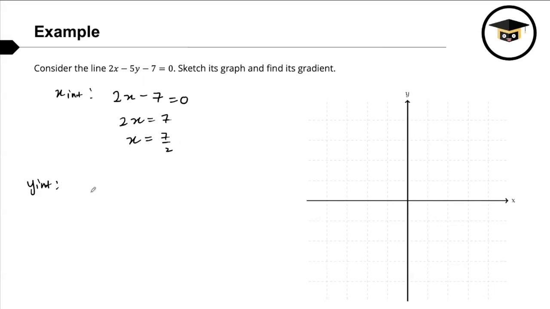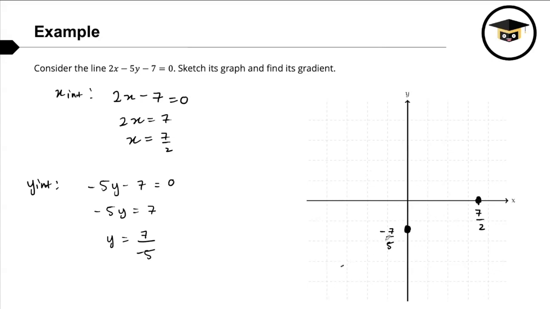For y-intercept, I let my x equal 0. So I get minus 5y minus 7 is equal to 0. So that means minus 5y is equal to 7. And that means y is equal to 7 over negative 5. So if I plot those points together, x-intercept of 7 on 2 and a y-intercept of 7 on negative 5, about here, I've got my 2 points.